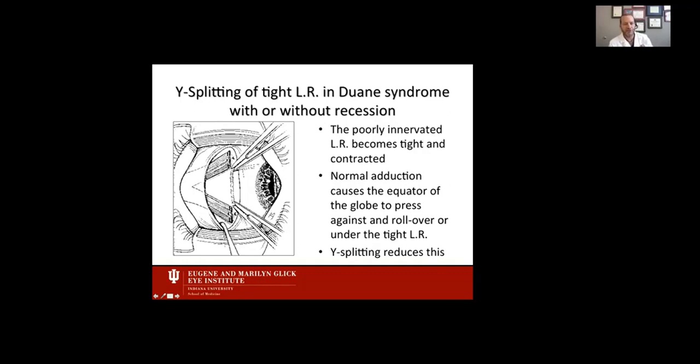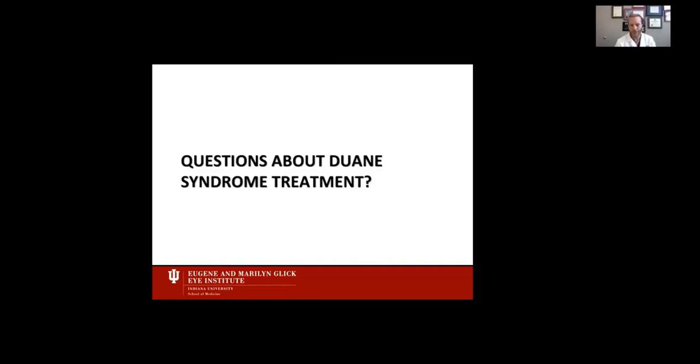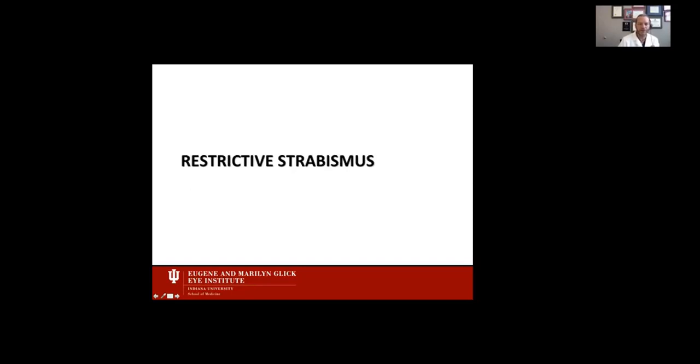Frequently I use this in the type 2 Duane syndrome, but those are usually exotropic, and a nice way to address this is to recess the lateral rectus, which treats the exotropia, and then Y split it like this to control the upshoot or downshoot. At this point, wrapping up our little discussion on Duane syndrome. Let's see if we have any questions about Duane syndrome.